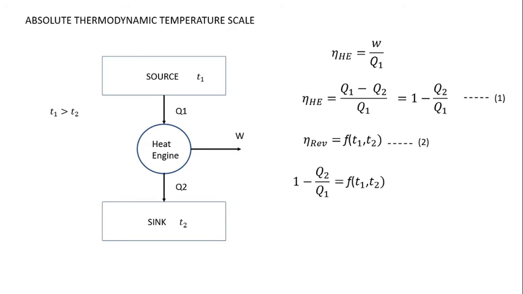So from equations 1 and 2, we can write that 1 minus Q2 by Q1 is equal to the function of T1 and T2. From there, we can write that Q1 by Q2 equals 1 by 1 plus the function of T1 and T2, and it can also be termed as a new function, which is capital F.